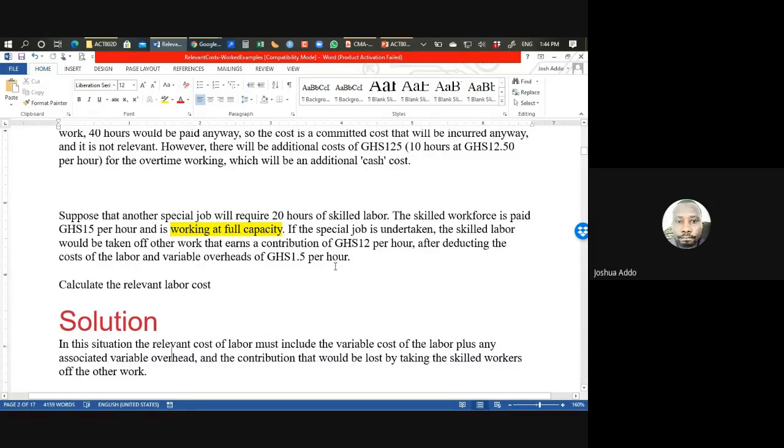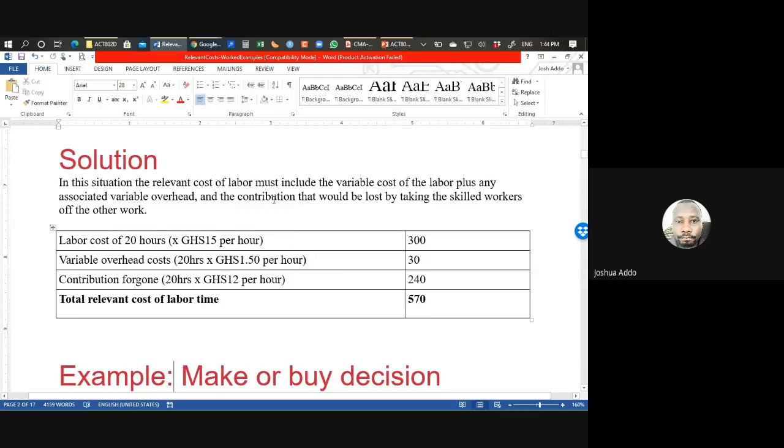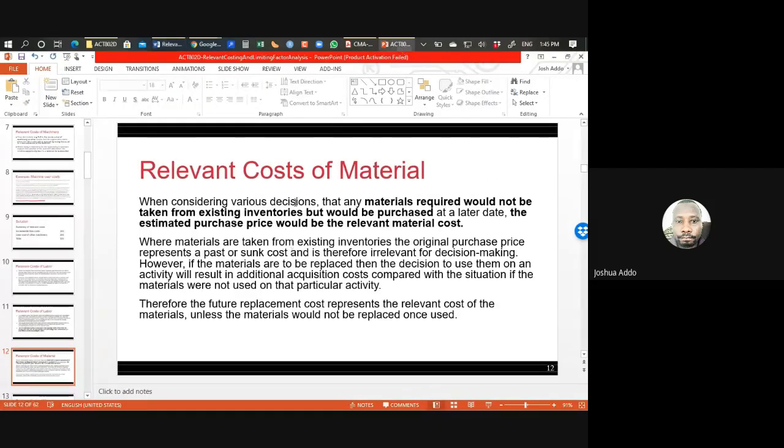So in summary, we can have the cost as this. Labor cost of 20 hours times 15, 300. Variable overhead cost, which is actually being created from labor activities working for 20 hours on a job, will be 20 hours times 1.5, 30. Contribution lost, 20 times 12, 240. So when we sum them, this is the total cost that we need to charge to the special contract as labor costs, and this is in a full capacity situation. Okay. So that is about relevant cost of labor.